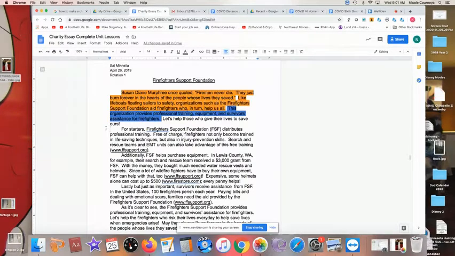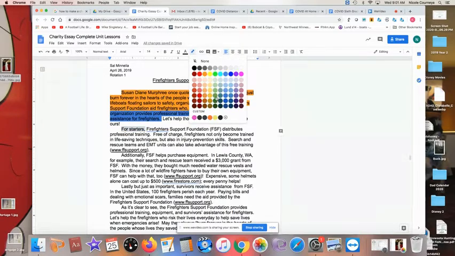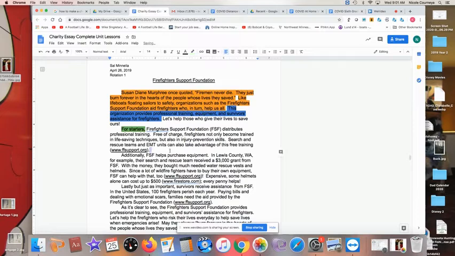Okay, what would you highlight in green for a transition? You got it. For starters is how they're starting off that paragraph. Okay, what would you highlight in yellow? The sentence that tells what the paragraph's about.